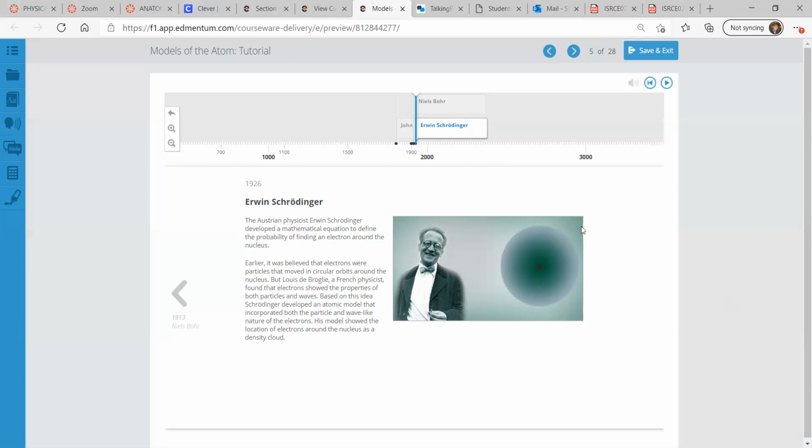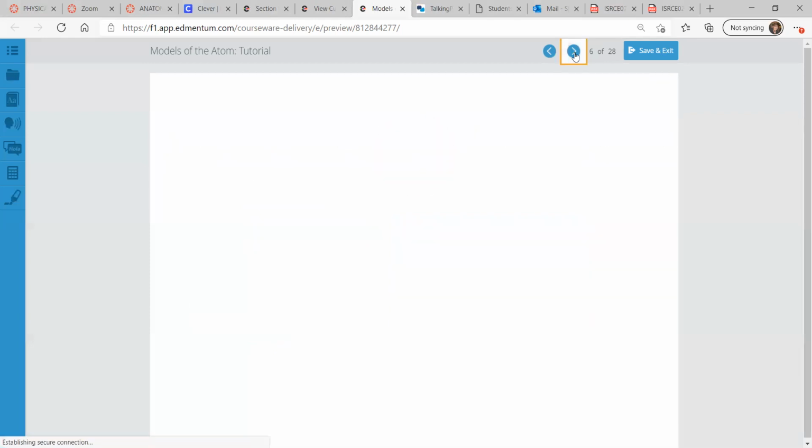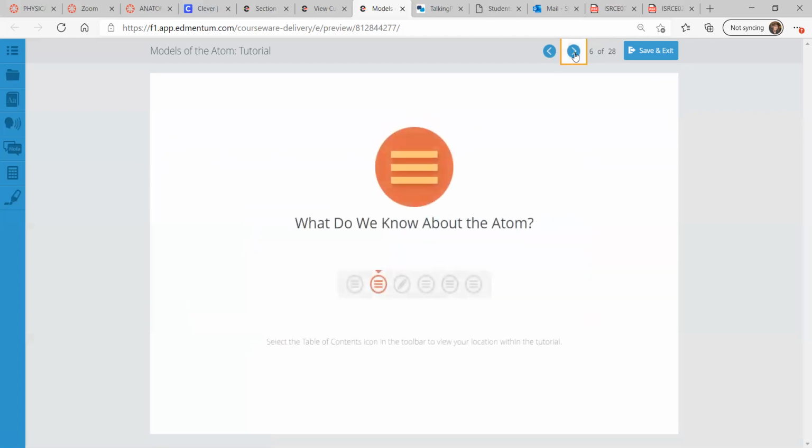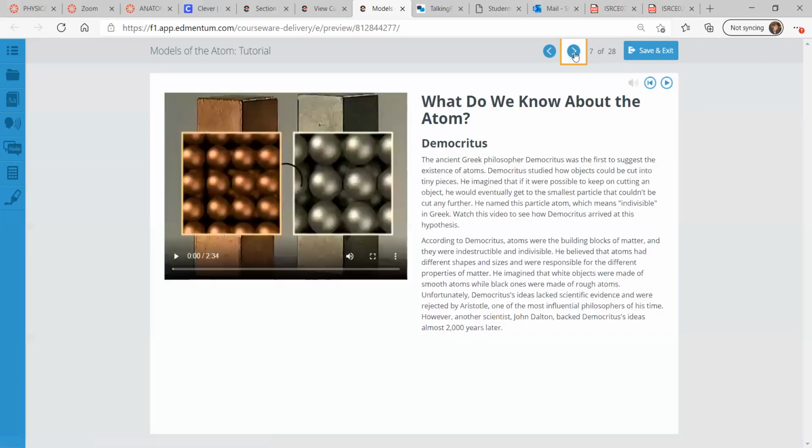So this is the latest model, well, not the latest, but the latest on this timeline, where you have the nucleus, and then you have electrons around the nucleus in this cloud, where some places have more electrons than other places. Some are more dense with electrons. So what do we know about the atom? Let's look at this video.